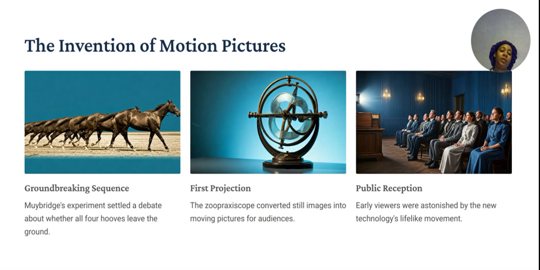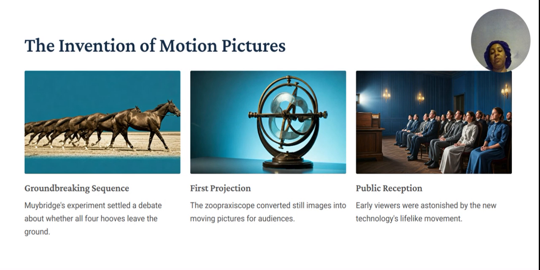So, public reception. In terms of how audiences perceived moving images, they were very surprised and shocked that these things could be made. So basically, technology has become very lifelike for a lot of people.